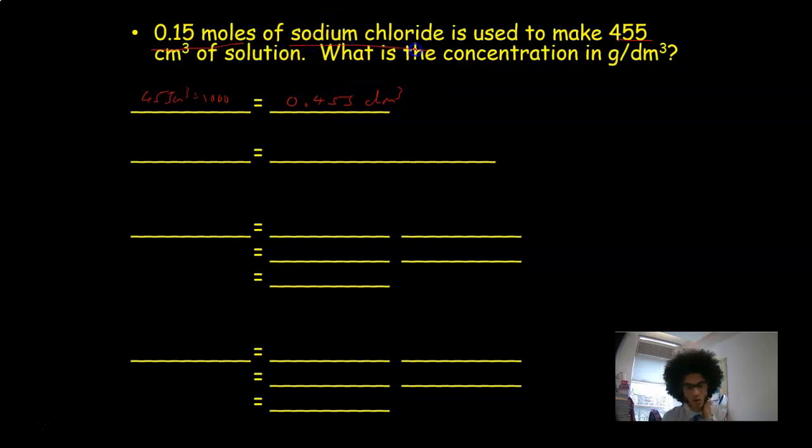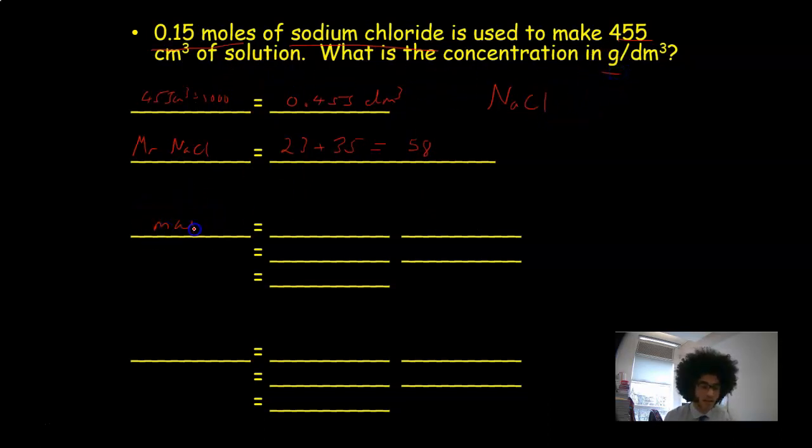I've got sodium chloride, which is NaCl. First off, I need the MR of NaCl. That will be the AR of sodium, which is 23, plus the AR of chlorine, which is 35. You could round and say 35.5, but I'm just saying 35, and that would equal, so 23 plus 35 is 58, I think. Then I have to work out the mass because I want it in grams per decimeter cubed.